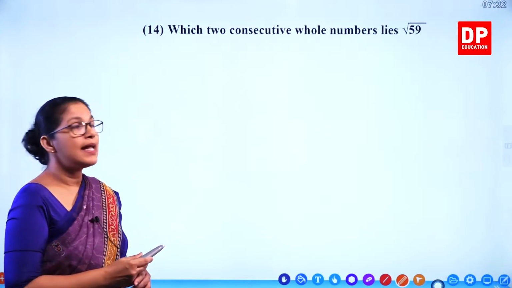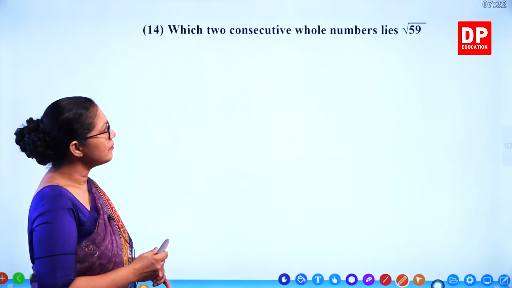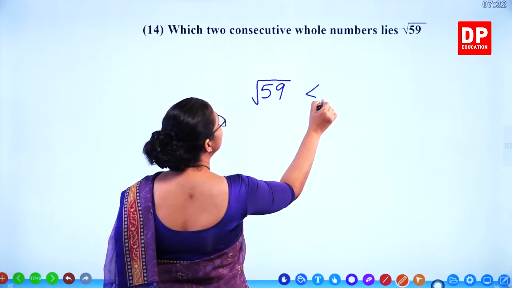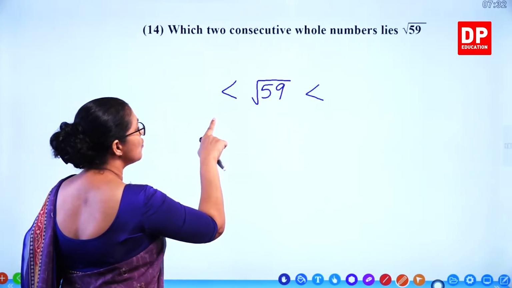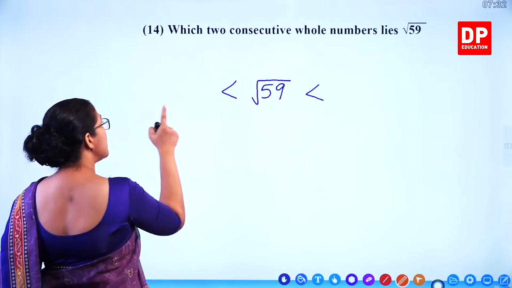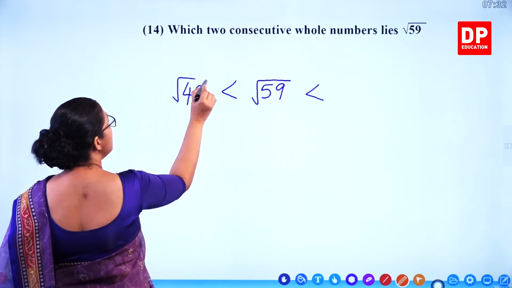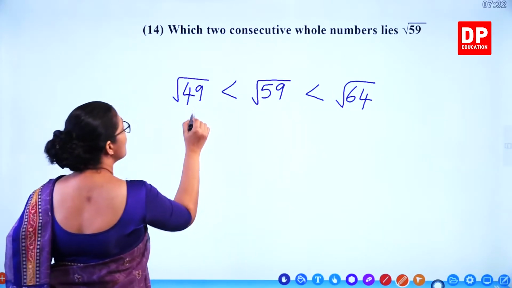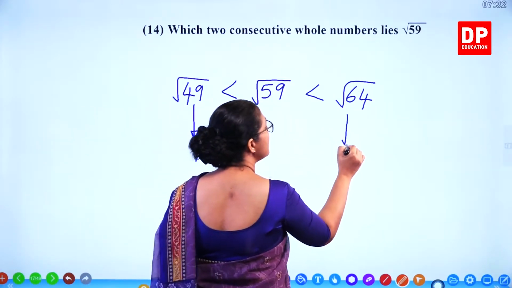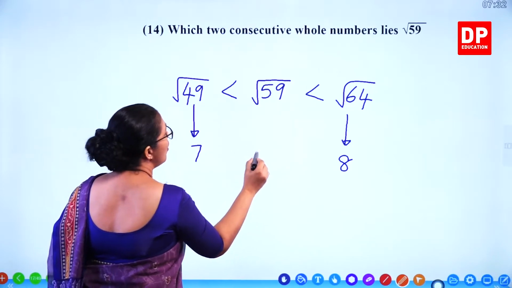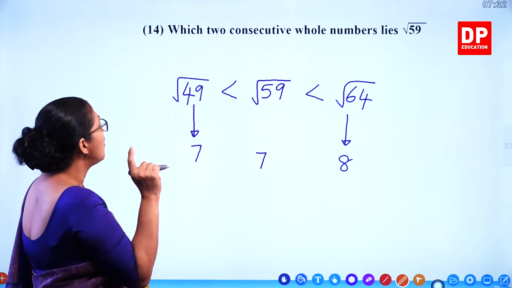Question number 14. Which two consecutive whole numbers does root 59 lie between? What are the two whole numbers? 59. So 6 times 6, 36. 7 times 7, 49. So 49 here. 8 times 8, 64. 64 is here. So this is 7, square root of 49. This is 8. So the value is in between 7 and 8.